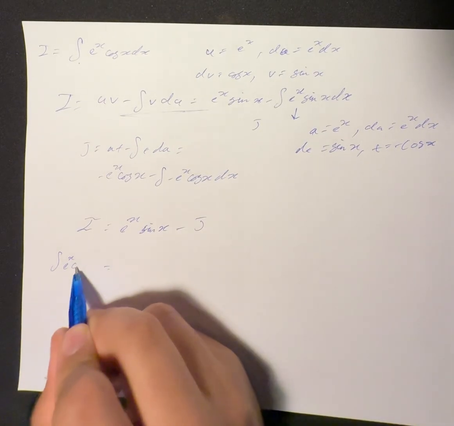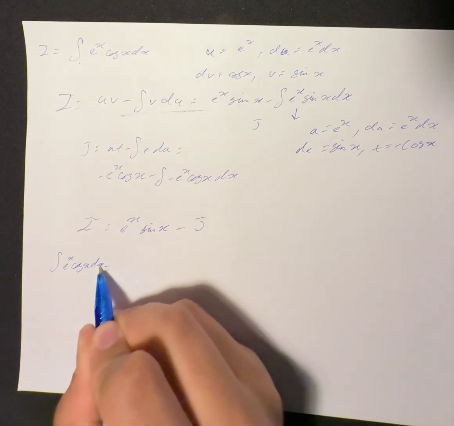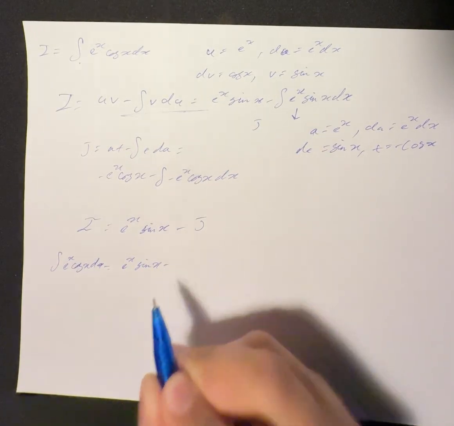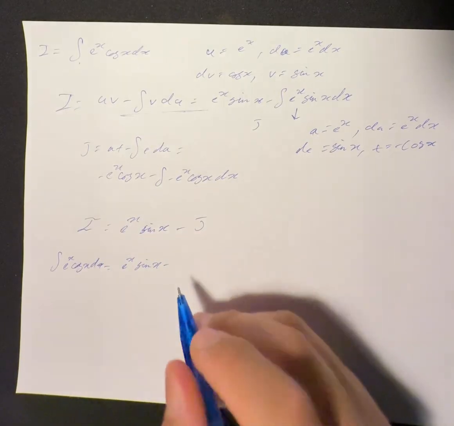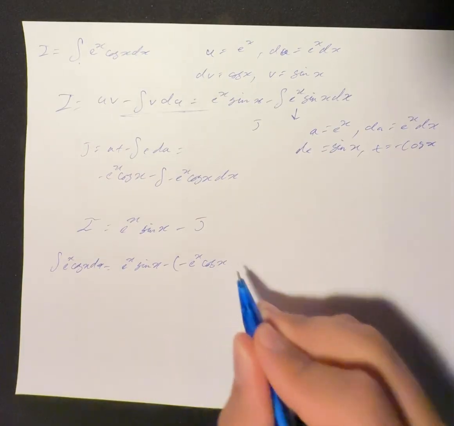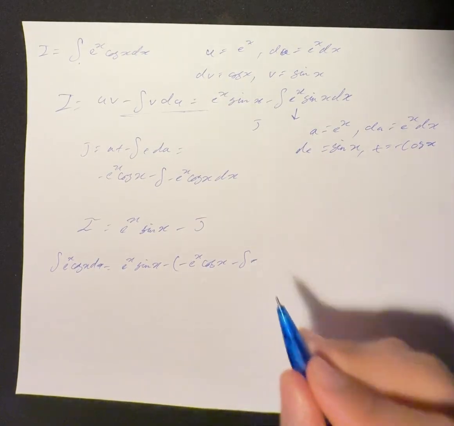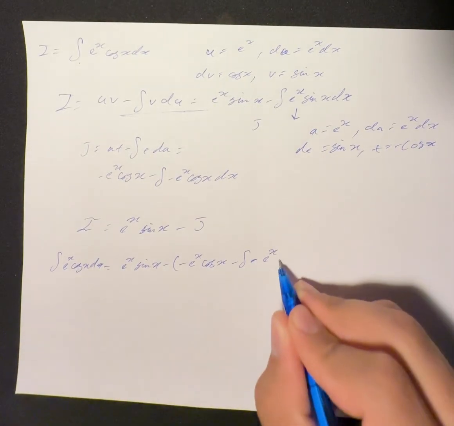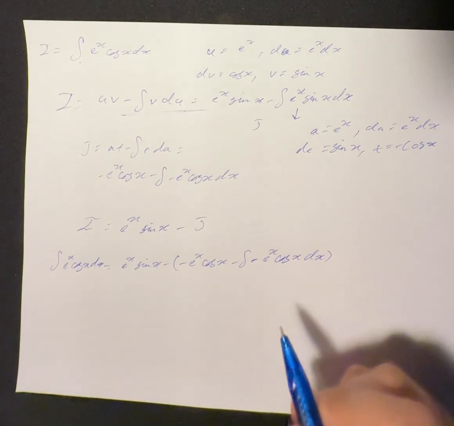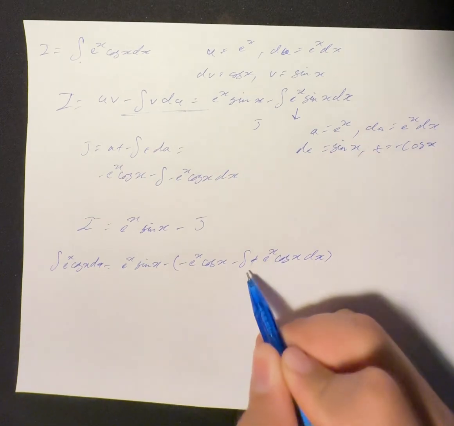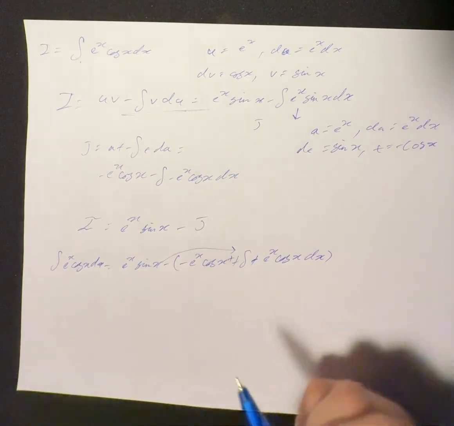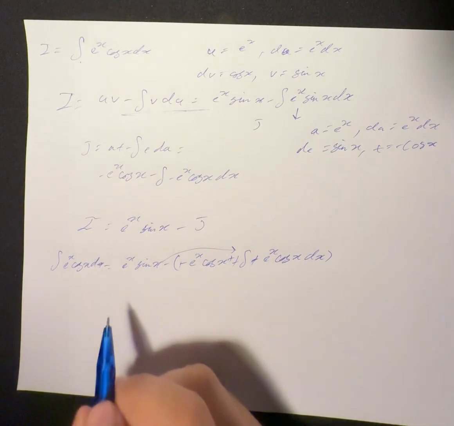So the integral of e^x cosine x dx would be equal to e to the power of x sine x minus J, which would be minus e^x cosine x minus the integral of minus e to the power of x cosine x dx. Now we know that two negatives cancel out, so this is a positive. A negative comes here, so it stays a negative, and this becomes a positive.